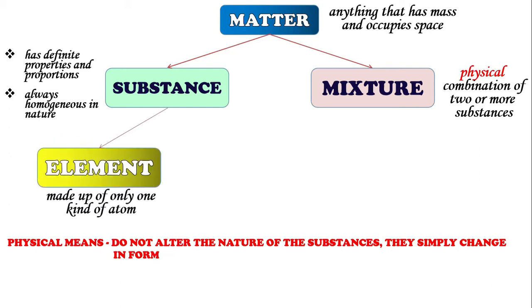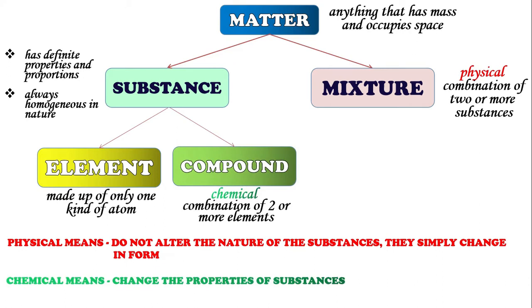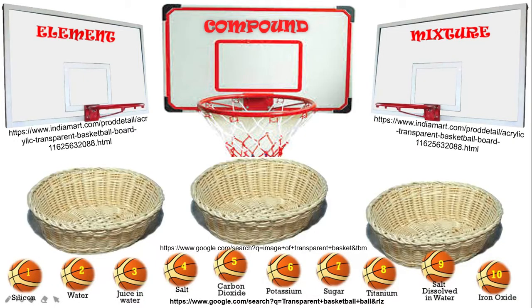Substance has two kinds, element and compound. When we say element, it is made up of only one kind of atom, while compound is a chemical combination of two or more elements. Chemical means change the properties of the substance. Observe this activity.